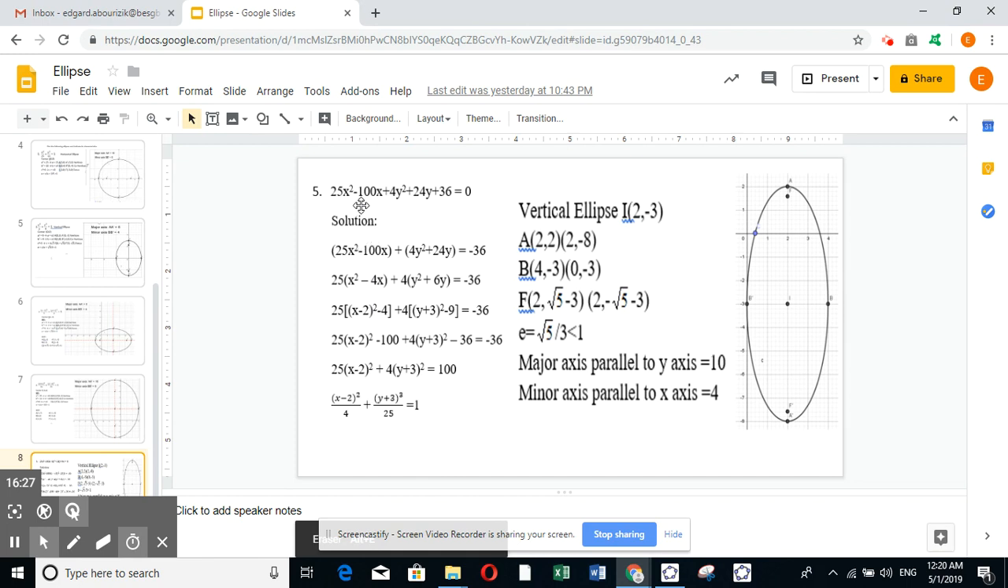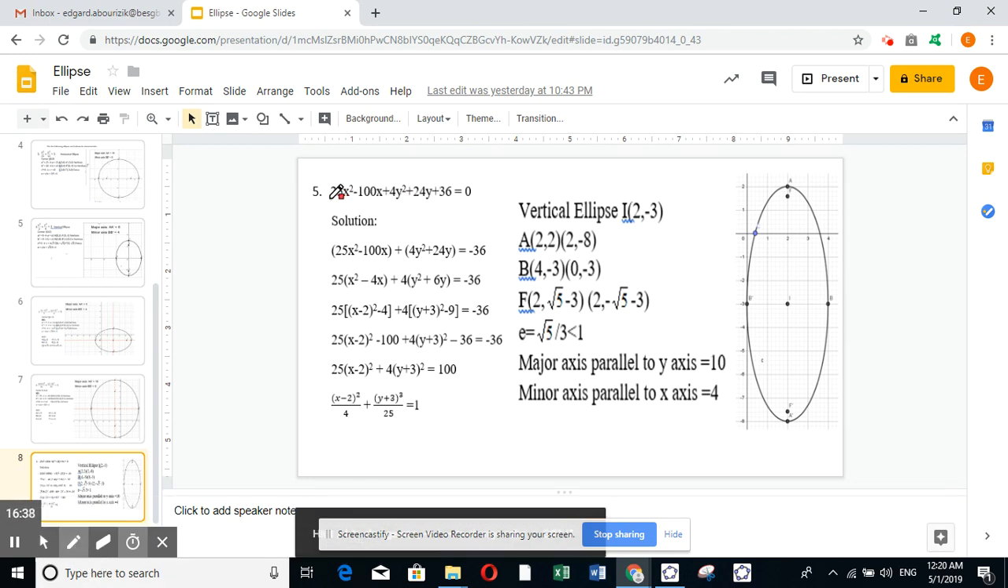So here, this is not standard form: 25x squared minus 100x plus 4y squared plus 24y plus 36 equal to 0. First of all, I'm going to say this is an ellipse. Why? Because the coefficients of x squared and y squared are not equal but have the same sign. They are both positive but not equal, so this is an ellipse.